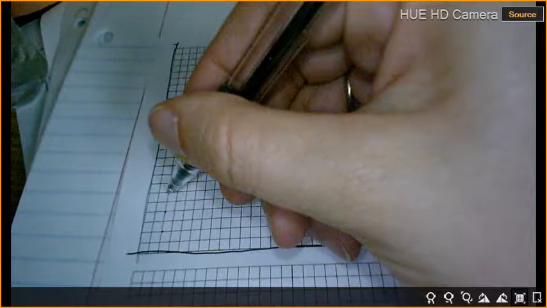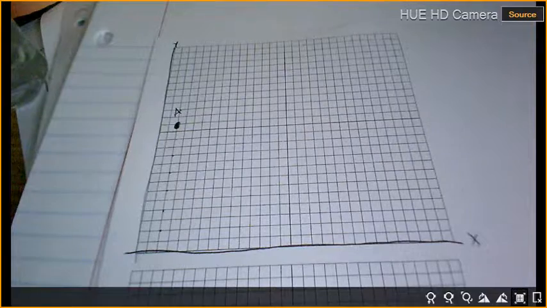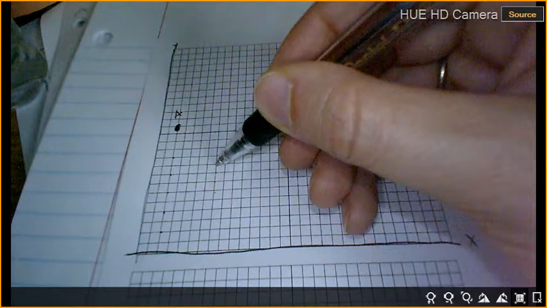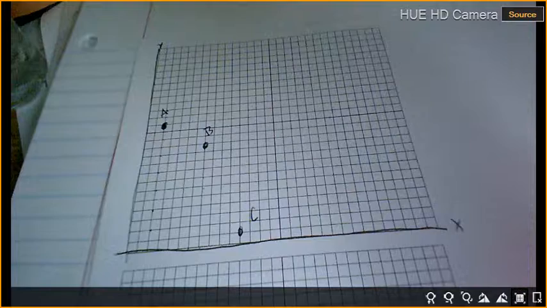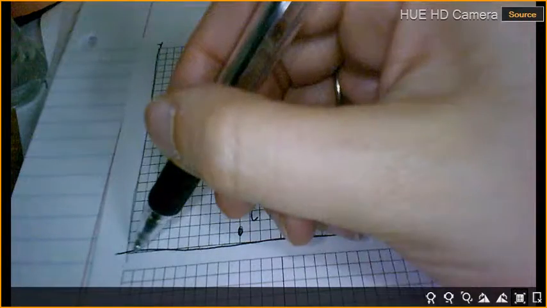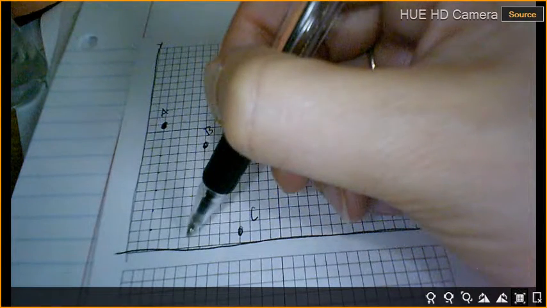Okay, so A is over 2, up 14. There's A. B is over 7, up 11. So it's 2, 3, 4, 5, 6, 7, up 1 through 11. There's B. C is over 11, up 1. Here's C. And D is over 6, up 4. There's D. Okay.